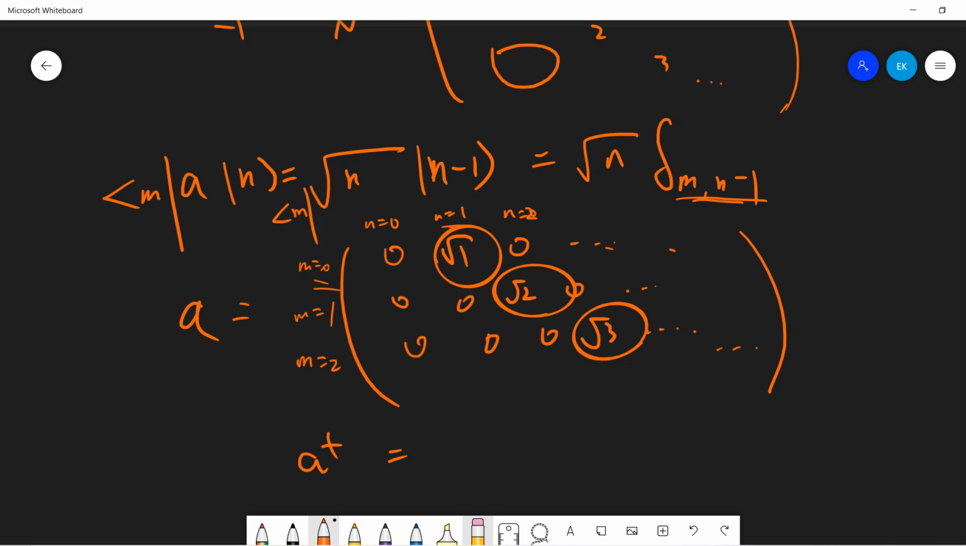And a dagger is exactly the same as this, but just flipped, so it becomes the square root. So just do the dagger. Okay, and you can also get q and p, right? Just by combination. So I will now write it down.